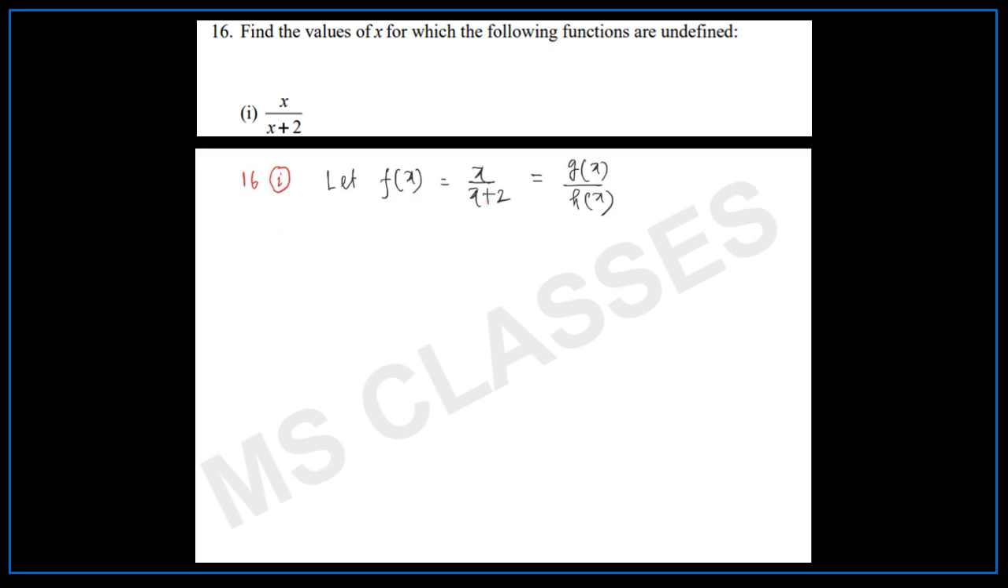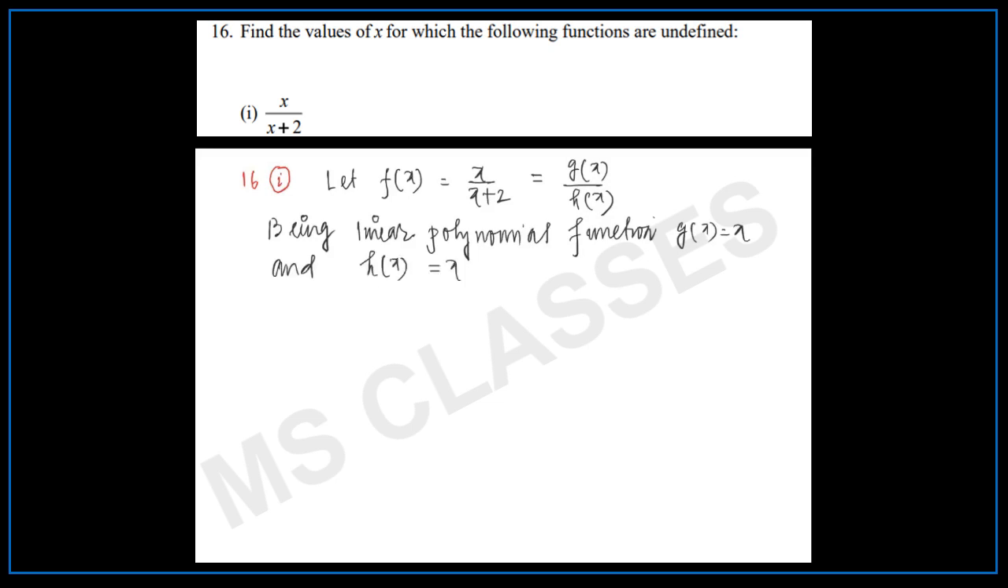Being linear polynomial functions, g(x) equal to x and h(x) equal to x + 2 have their largest possible domain as R. That is, the domain of g is R and the domain of h is R.